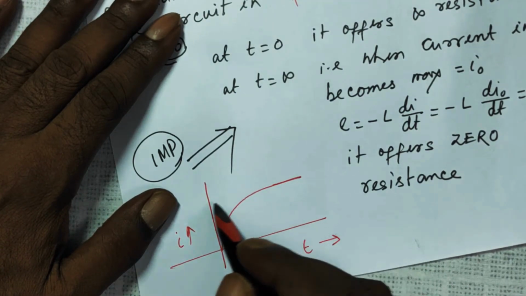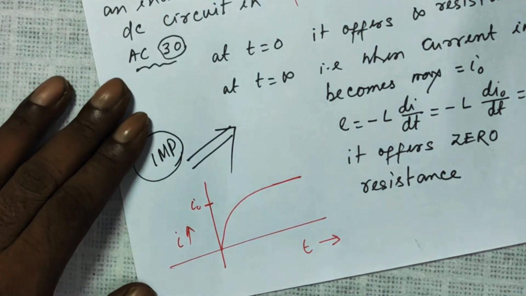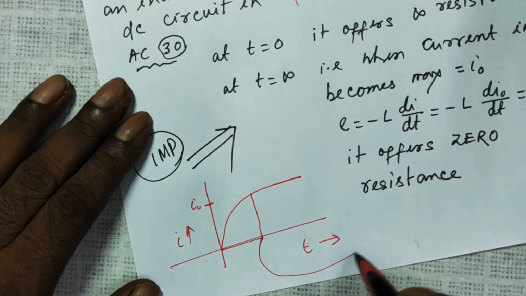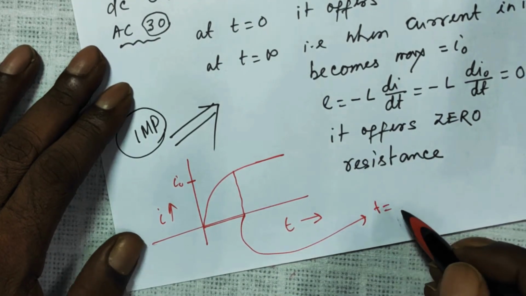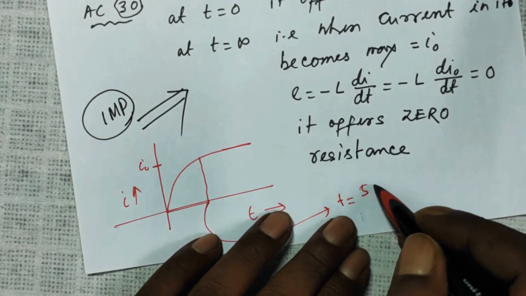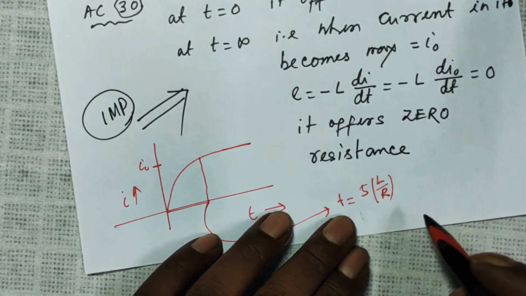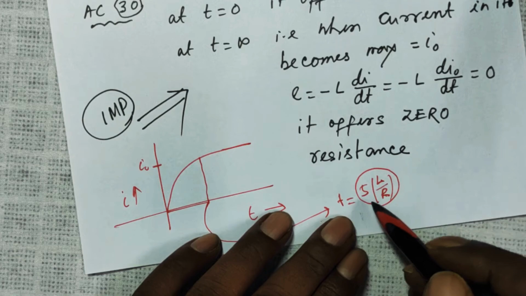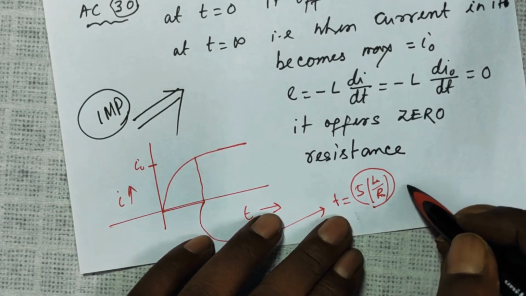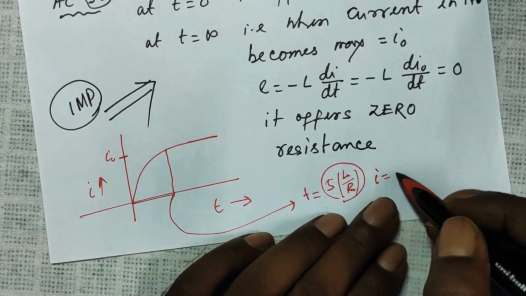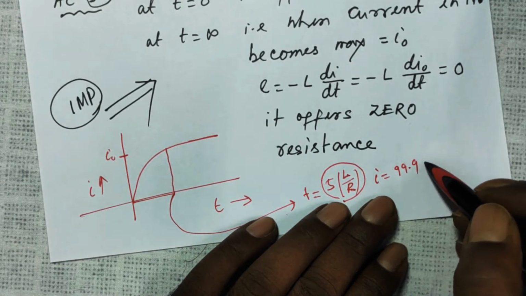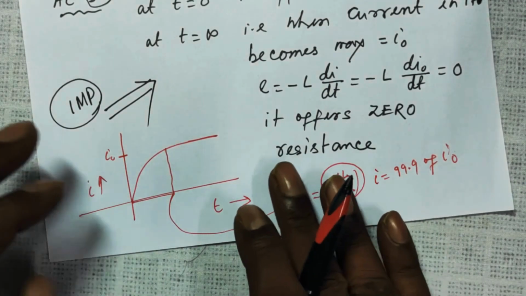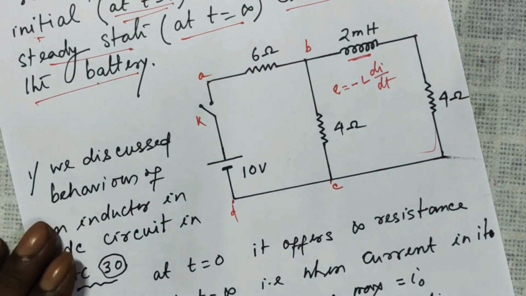Here this becomes maximum. And to become maximum, it was almost taking a time t is equal to 5 times L by R. Whatever is the value of L and R, if you allow 5 times, then your current was nearly becoming 99.9 percent of I naught. Actually, it will take infinite time. So that is why it is written at t is equal to infinite.